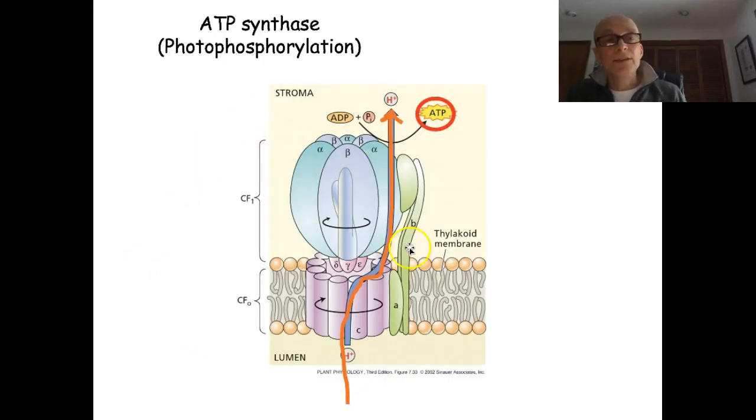And here's the ATP synthase. So this is where photophosphorylation occurs. Here's the ADP. The hydrogen flows through the system. This protein complex is able to use the energy from these redox reactions with the electron that is flowing through them to pump out hydrogen and produce ATP.